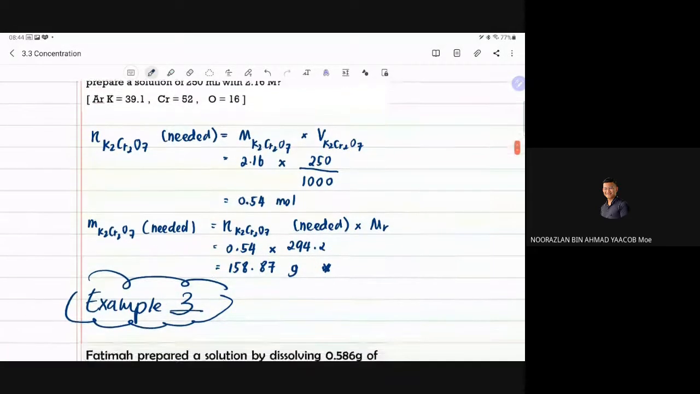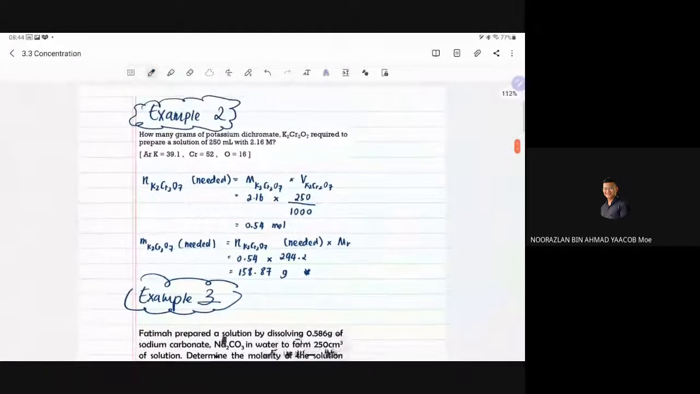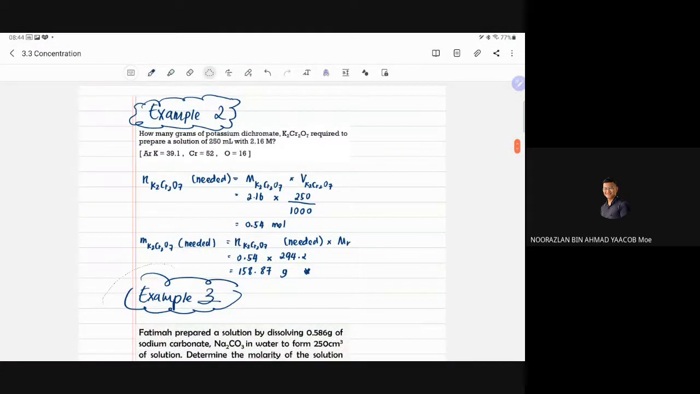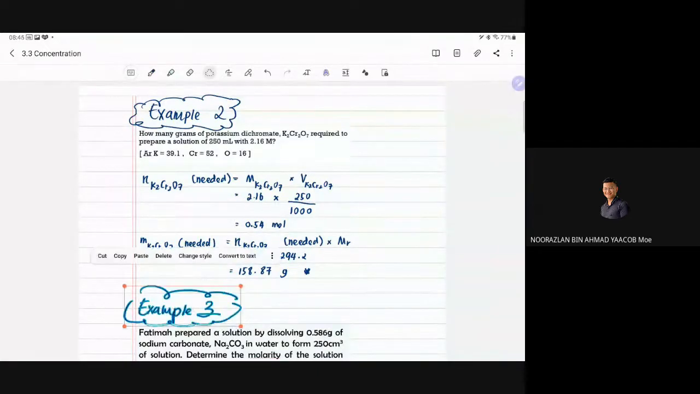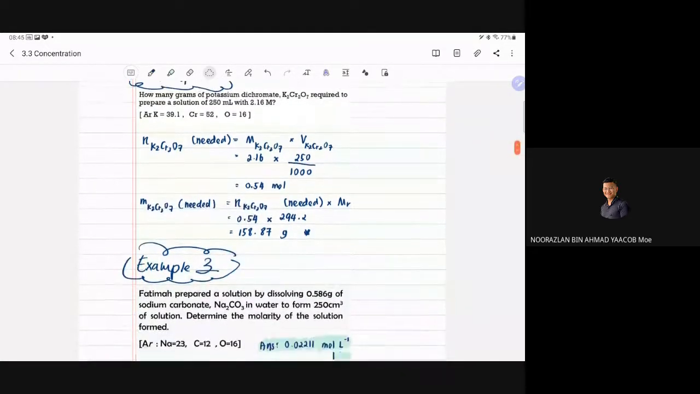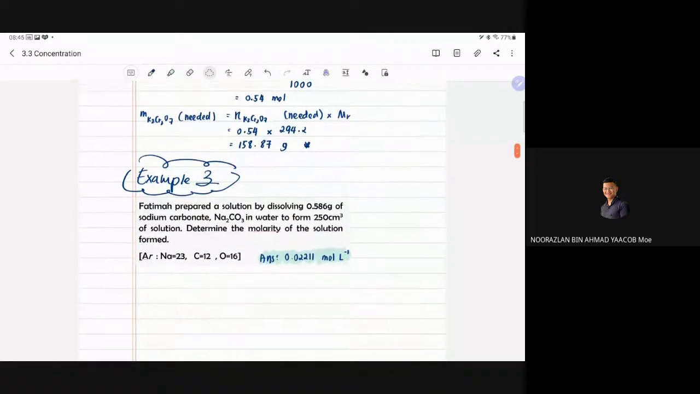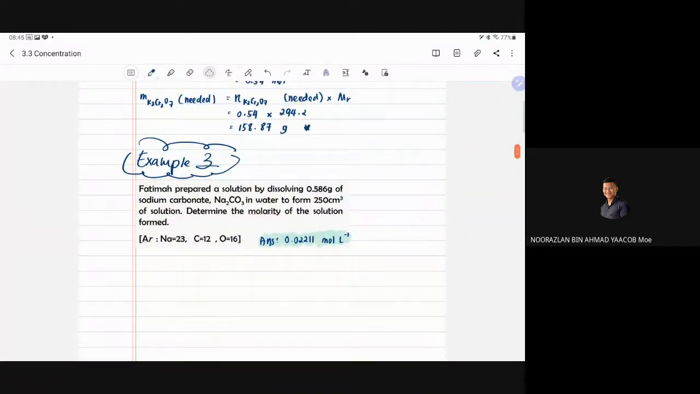Okay. Last up. Does anyone have any question? Any soalan? Okay. So now let's proceed with example 3. Fatimah prepared a solution by dissolving 0.586 grams of sodium carbonate Na2CO3 in water to form 250 centimeter cubic of solution. Determine the molarity of the solution formed.